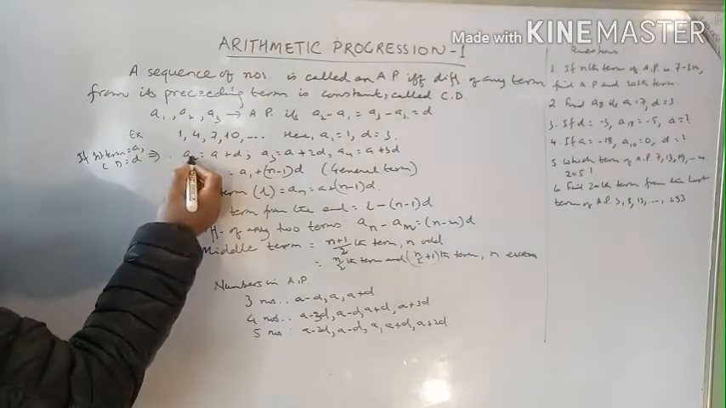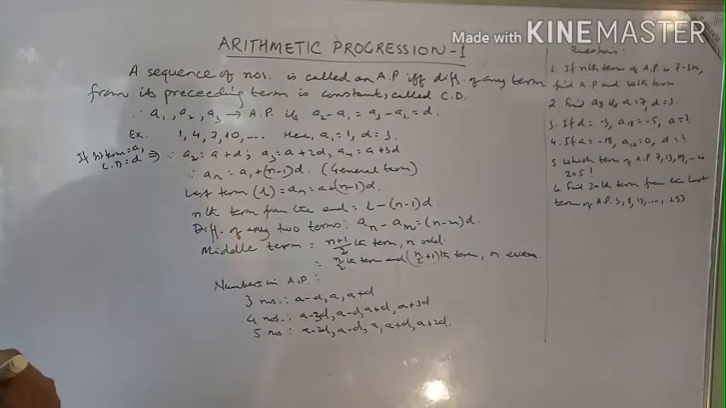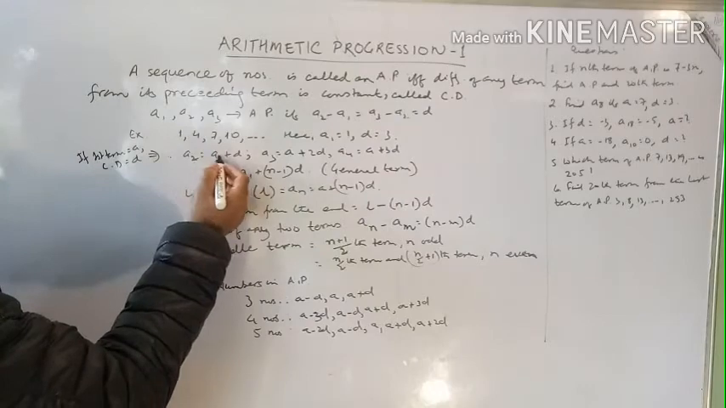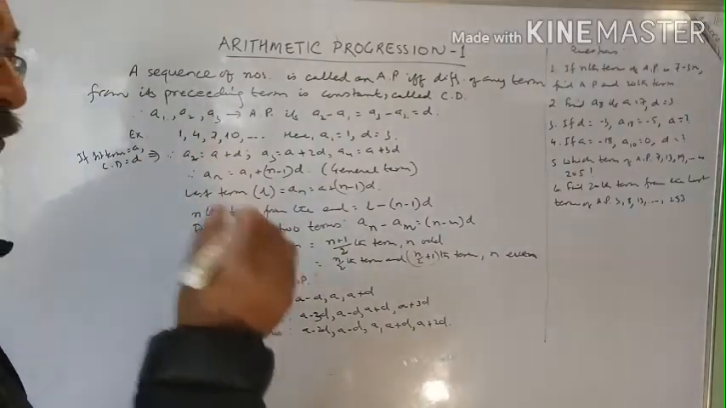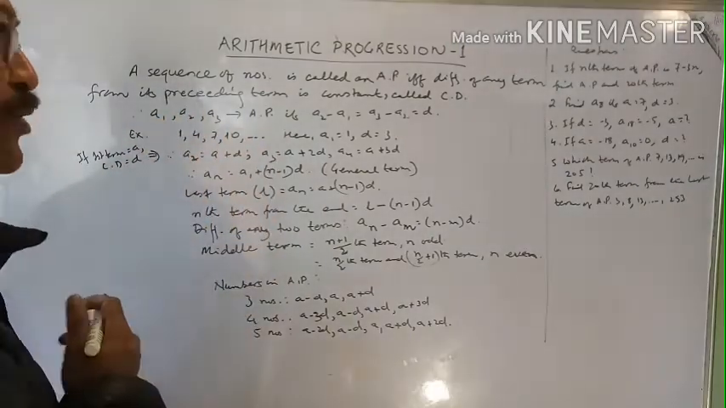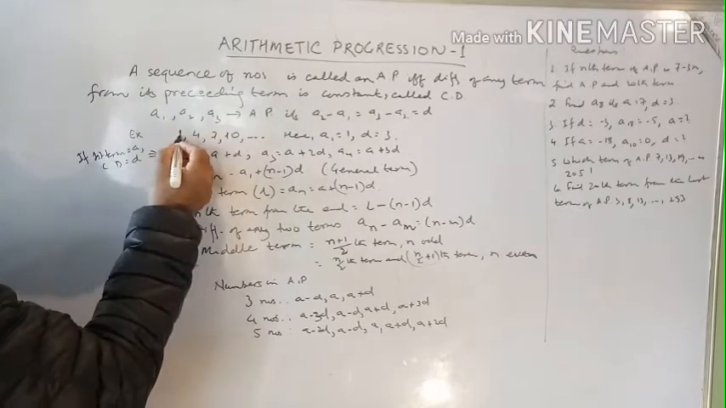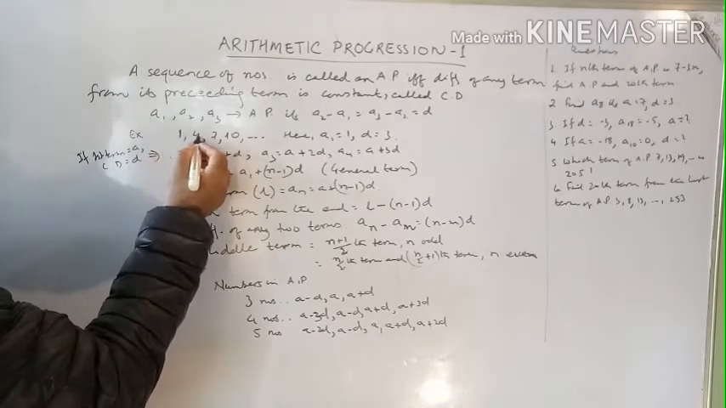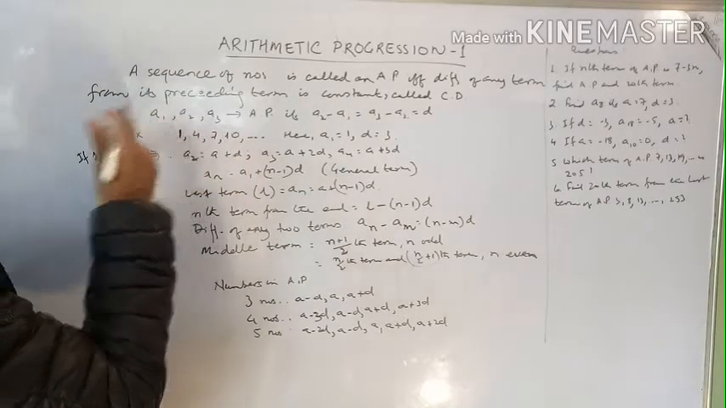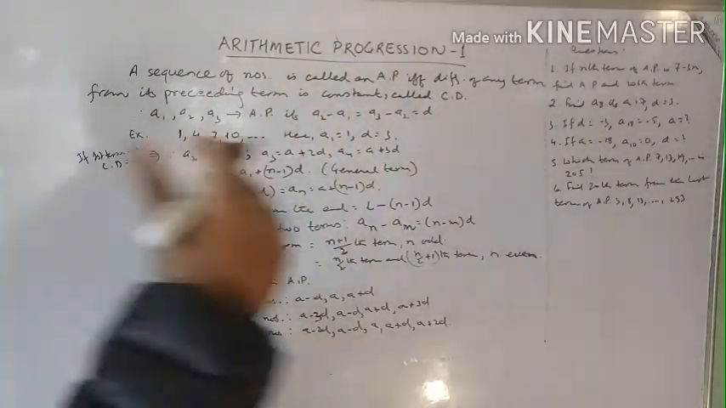Then A1 indicates the first term, A1 is equal to a. Then A2 will be a plus d, meaning if you add the common difference to any term, you get the next term. For example, here the first term is 1. If you add the common difference 3, so 1 plus 3, you get the next term. If you add the common difference to this, again you get the next term. So if you keep on adding the common difference, you keep on getting the succeeding terms.